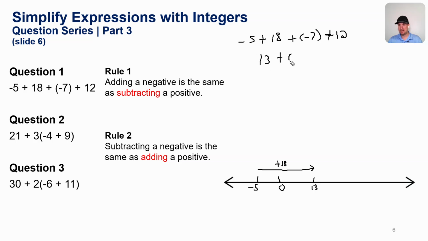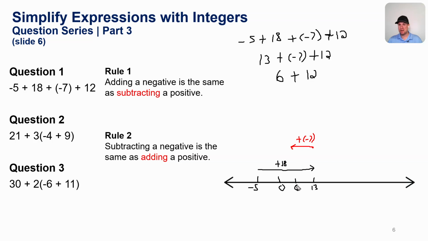And then I'm adding -7 plus 12. Okay. So now I'm at 13, and I'm going to now add a -7. Adding a negative, same as subtracting a positive. Rule number 1 means I'm decreasing my value by 7 units. Okay. So where I end up here then is still in the positives, at positive 6. So 13 plus a -7 is going to be positive 6 here, plus 12.